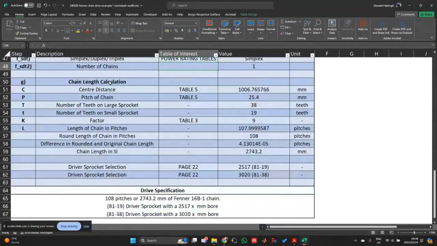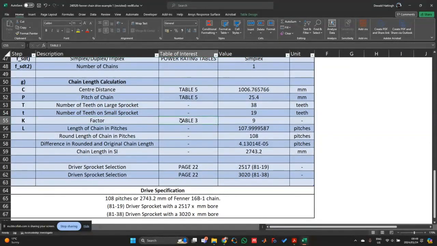And then lastly, it was just the chain length calculation. You'll remember that we did these calculations in Excel previously as well. This is just a bit more organized. In this case, you have the center distance and the pitch of the chain, which you find in table 5. The number of teeth on the large and small sprockets as well, so we already know that from the previous calculation.